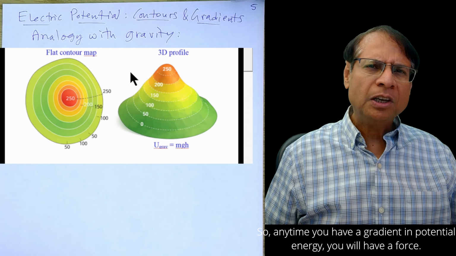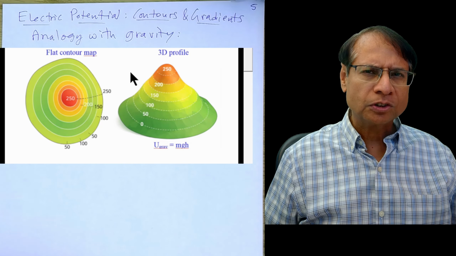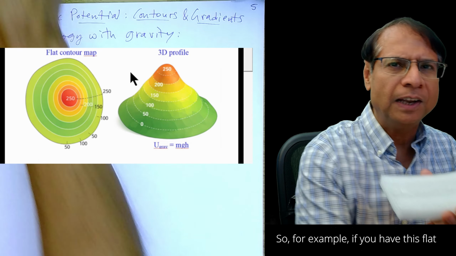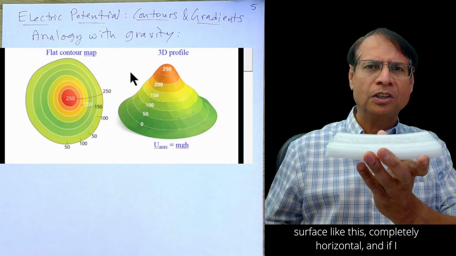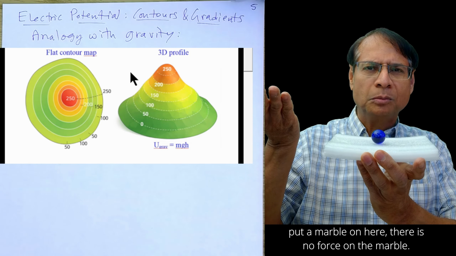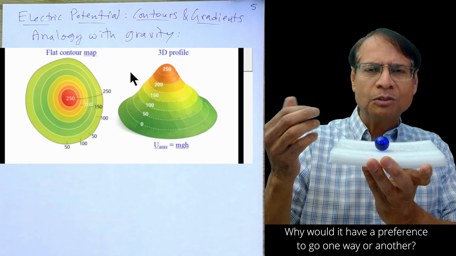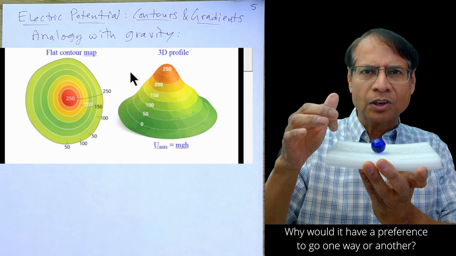So anytime you have a gradient in potential energy, you will have a force. For example, if you have this flat surface, completely horizontal, and I put a marble on here, there's no force on the marble. Why? Because all directions are equivalent. Why would it have a preference to go one way or another?